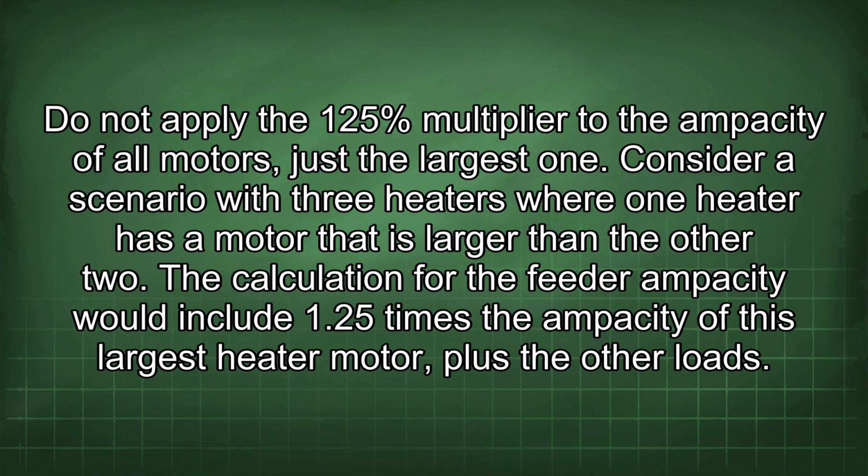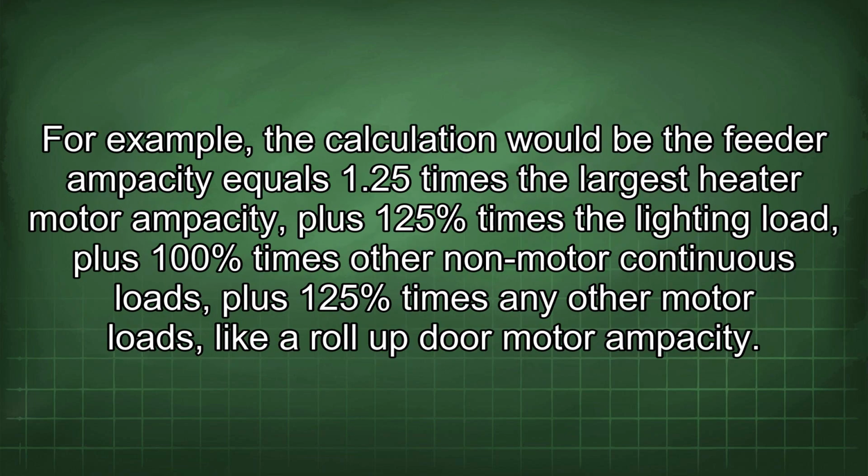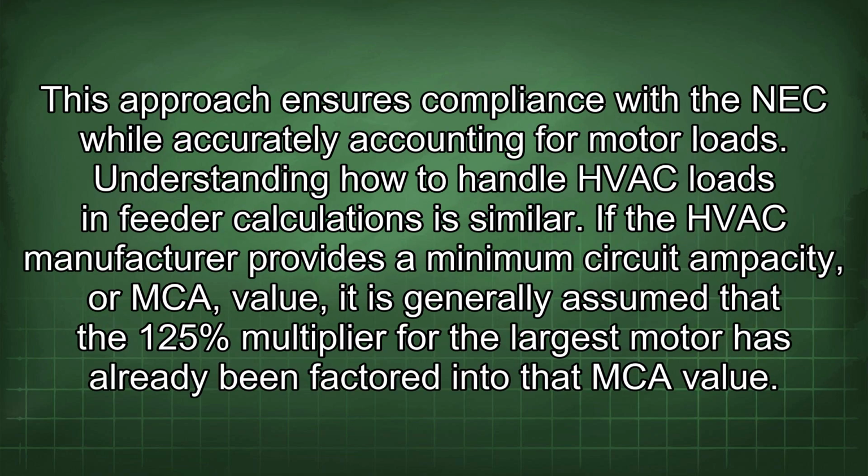Consider a scenario with 3 heaters where one heater has a motor that is larger than the other 2. The calculation for the feeder ampacity would include 1.25 times the ampacity of this largest heater motor, plus the other loads. For example, the feeder ampacity equals 1.25 times the largest heater motor ampacity, plus 125% times the lighting load, plus 100% times other non-motor continuous loads, plus 125% times any other motor loads, like a roll-up door motor ampacity. This approach ensures compliance with the NEC while accurately accounting for motor loads.